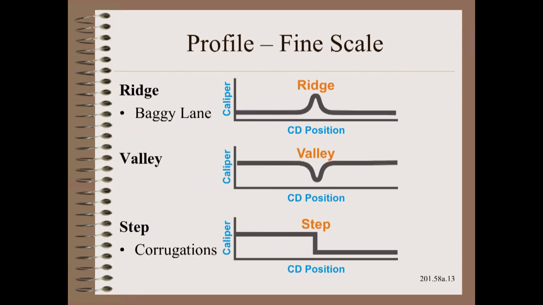At a fine scale, we might see ridges, valleys, or steps. Valleys tend to be the least problematic because the web will simply bridge over them. Ridges, on the other hand, will cause vivid baggy lanes at the same magnitude of variation. Steps, on the other hand, are worst for corrugations, a very common defect seen on most thin materials. All of the shapes, excepting the valley, also risk wound roll wrinkles.